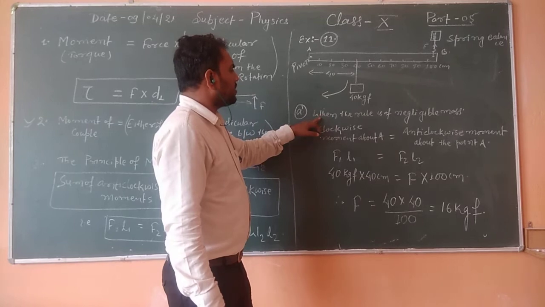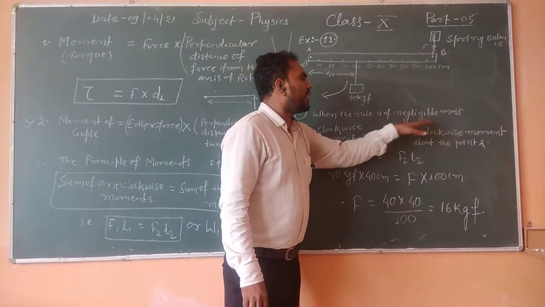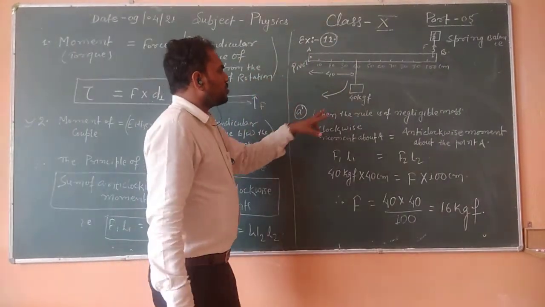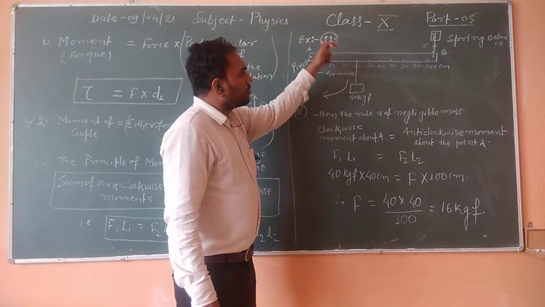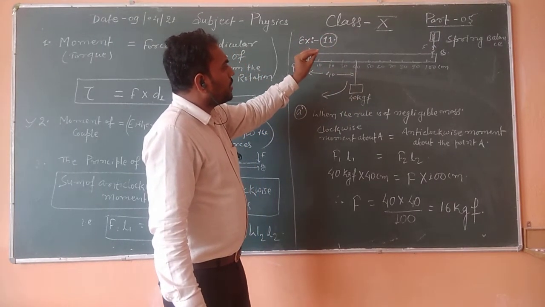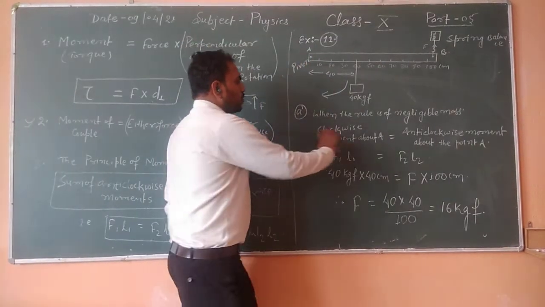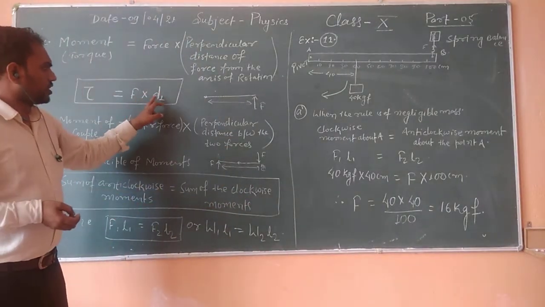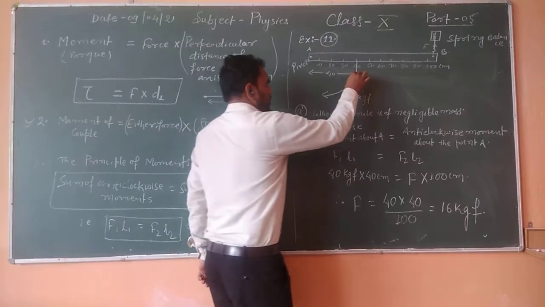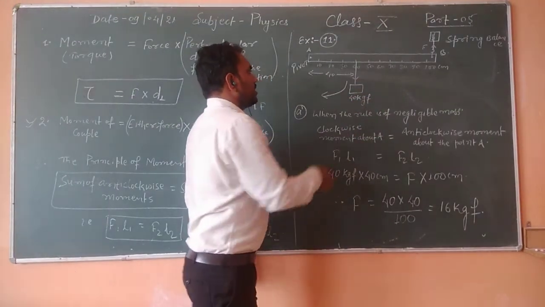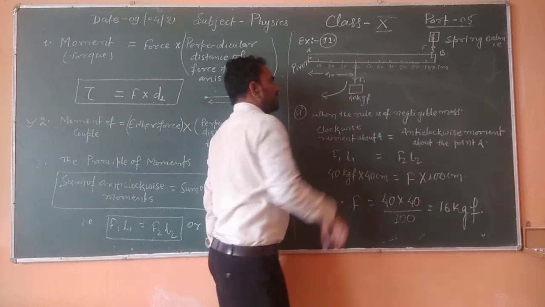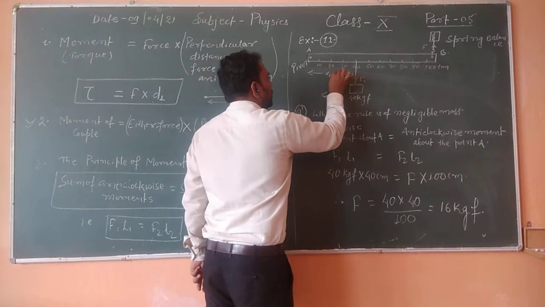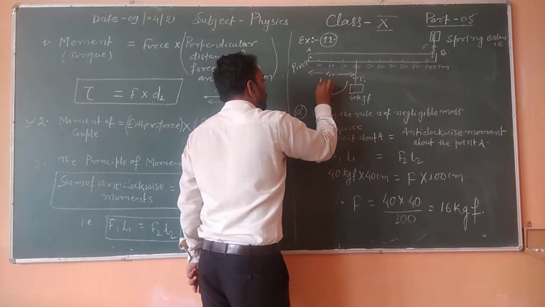In the first case, it has mentioned that the ruler is of negligible mass, which means the ruler has no mass. If the ruler has no mass, only one weight will bring down the ruler. So for the clockwise movement, we have studied how to find the moment. Moment is equal to force into perpendicular distance. The force of 40 kg is, let's say, F1. F1 is applied downward, and the distance is L1.